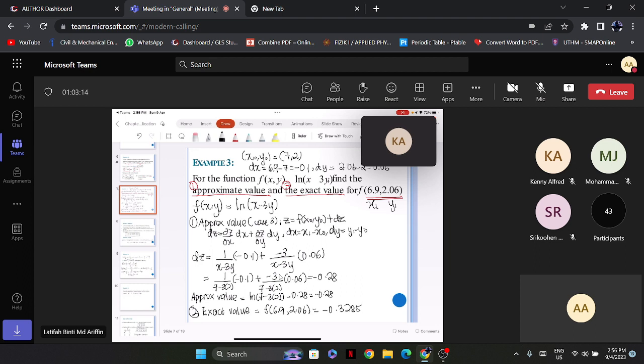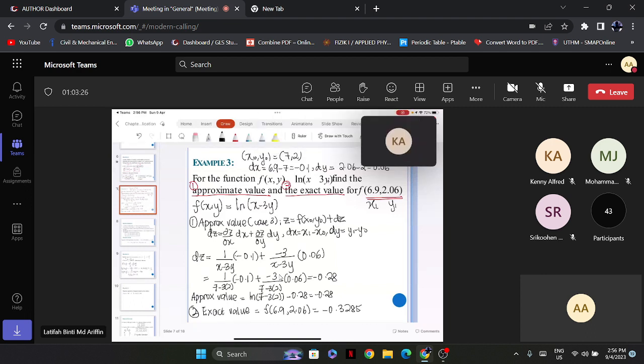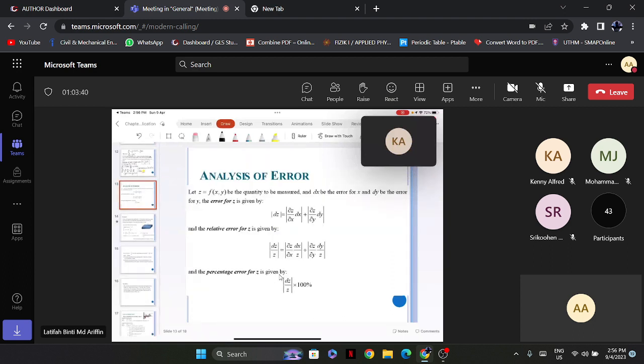Clear, madam. Okay, right. The last one, we want to look at analysis of error. Before we get to that, there is one more, 2.6, local extreme values of function of two variables. So next we will look at this one, analysis of error.